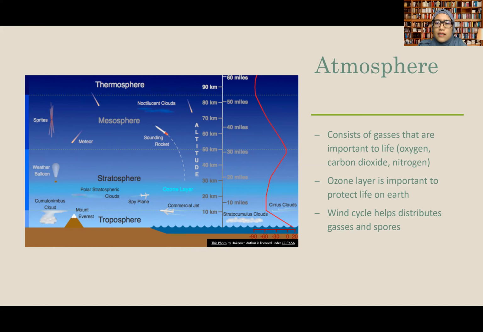And ozone layer is important to protect life on Earth. You can imagine without the ozone layer, we will be exposed to the radiation from the sun, and that is very detrimental for us. And wind cycle in the atmosphere helps to distribute gases and also spores. If you can see here, in the atmosphere, we have the ozone layer right here. This is basically where life is.